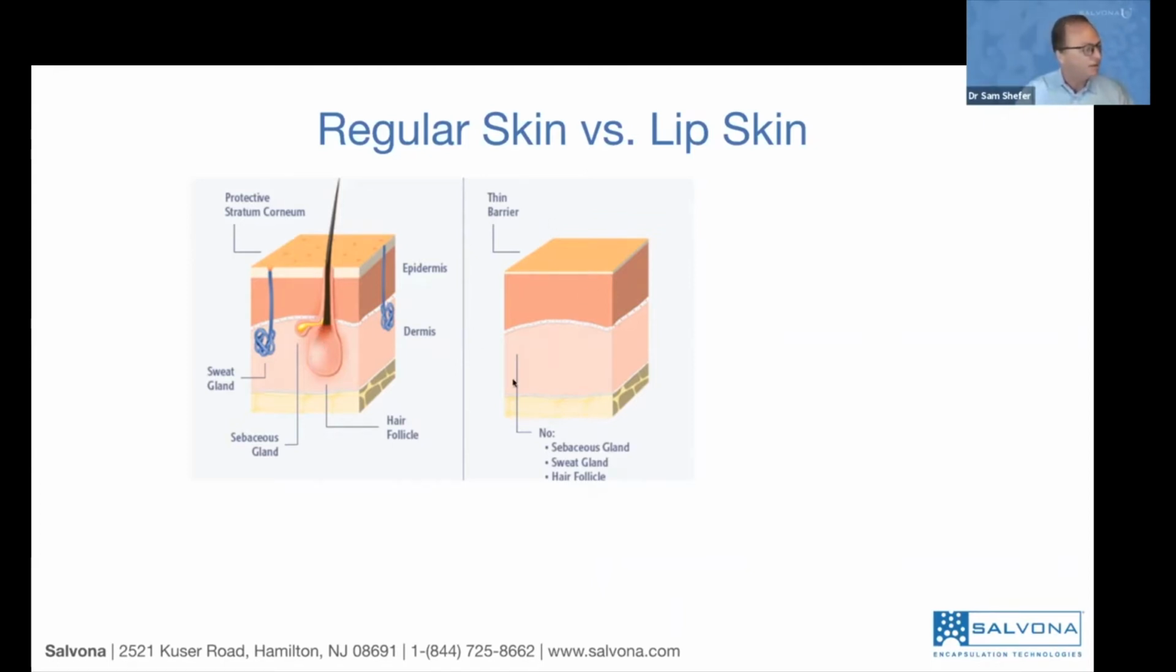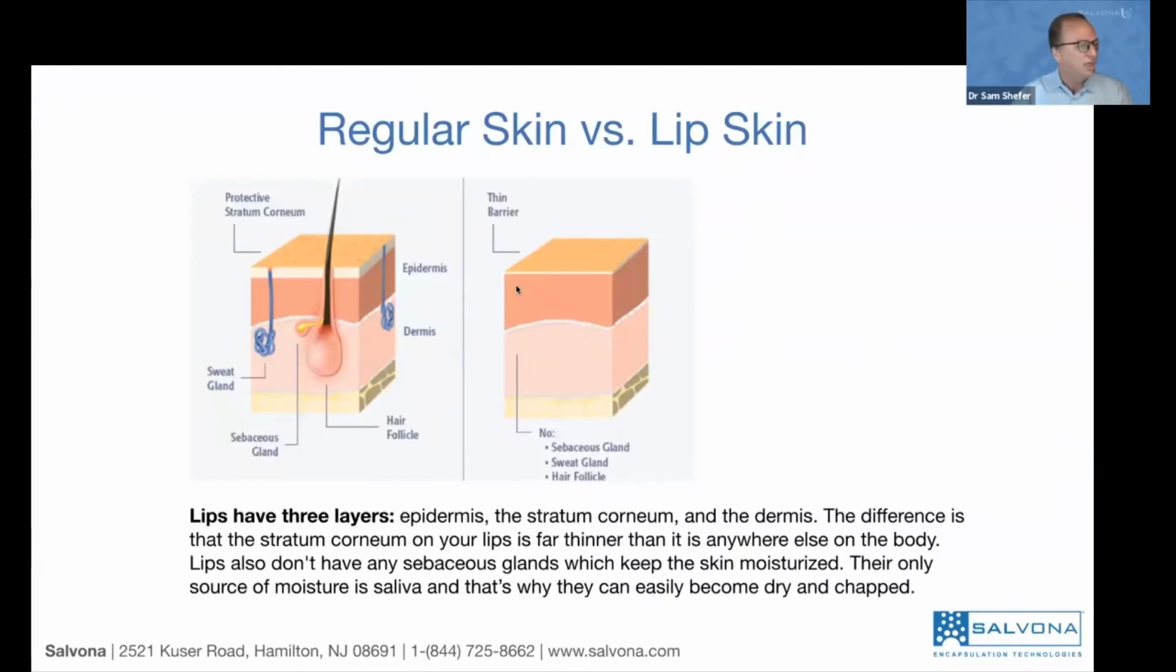So now on the right side is a cross-section of the lip skin. The lip barrier, the top, the stratum corneum, is so much thinner than the regular skin. And in the lips, we don't have sebaceous glands. So out of understanding this, there are major issues that, when we plan to develop a new product, we should be aware of and utilize the knowledge to benefit our customers.